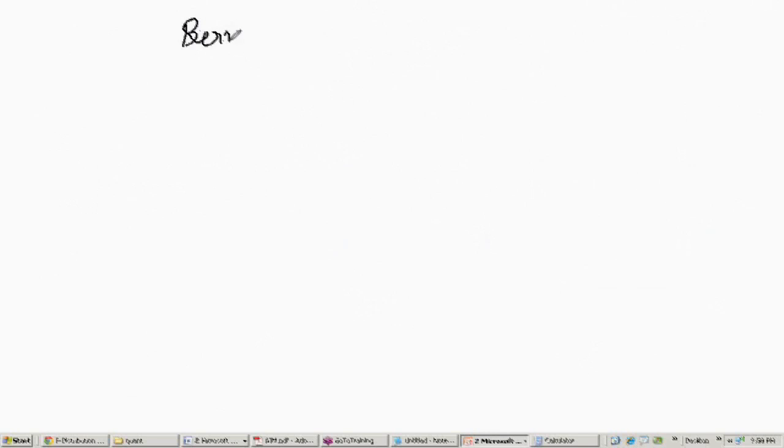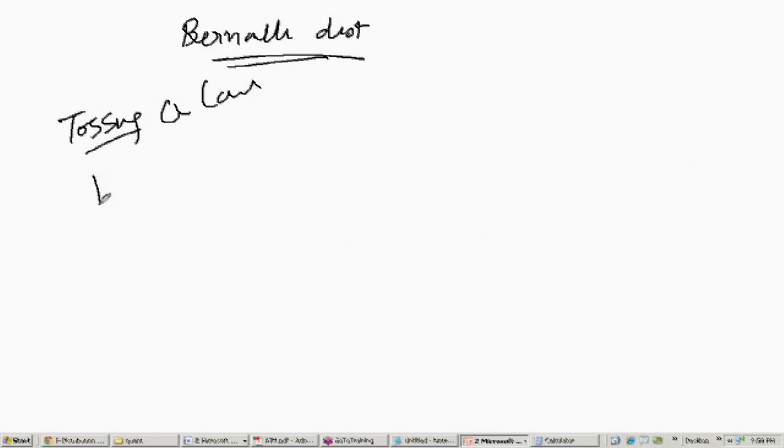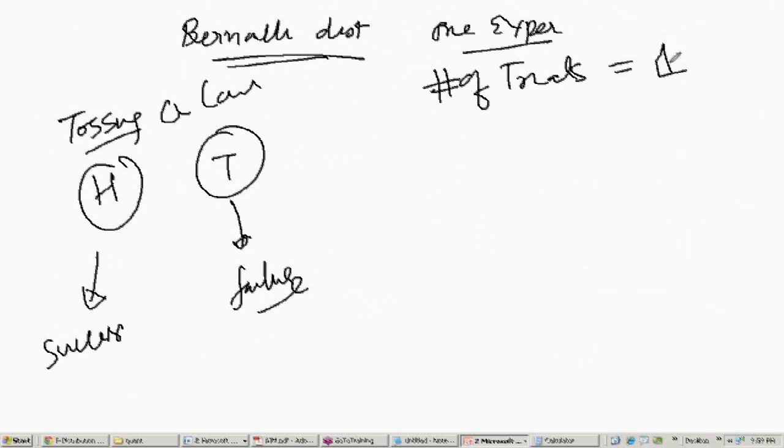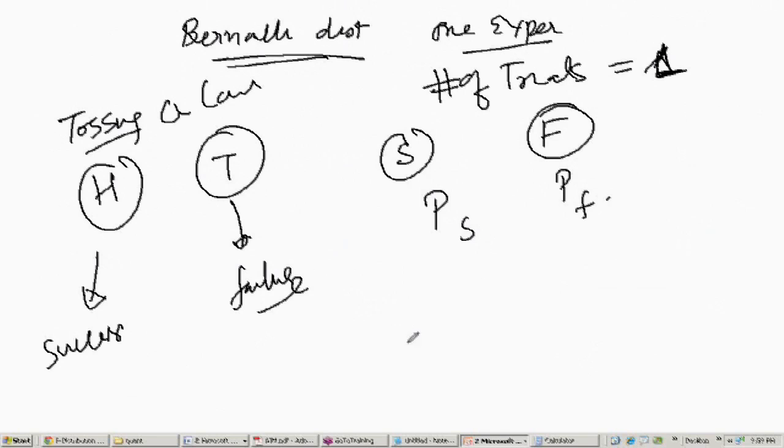Now, getting back, what is a Bernoulli distribution? Think about tossing a coin. You will get either a head or a tail. Let's denote head as a success and tail as a failure. In a Bernoulli distribution, we throw the coin only once, so it is the outcome of one experiment. The number of trials is 1. Sometimes you get success, sometimes failure, so you have the probability of success and the probability of failure.